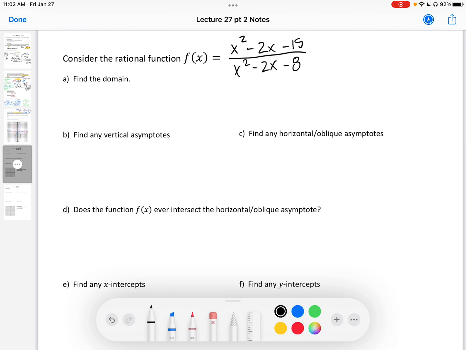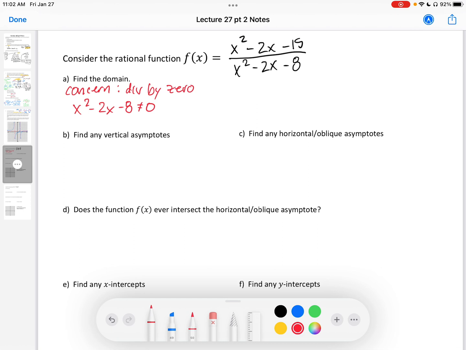Okay, so starting out, find the domain. Remember, when I am finding the domain, I'm looking for a concern. So my concern for this one here would be division by 0. I cannot divide by 0. So I need to look at the bottom, x squared minus 2x minus 8, and I need to make sure that that bottom does not equal 0.